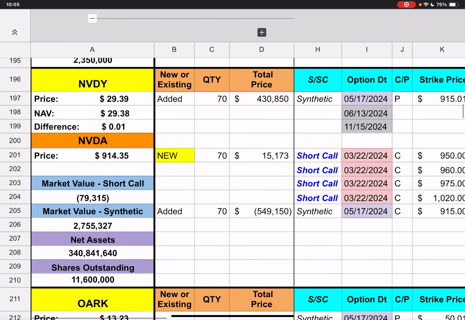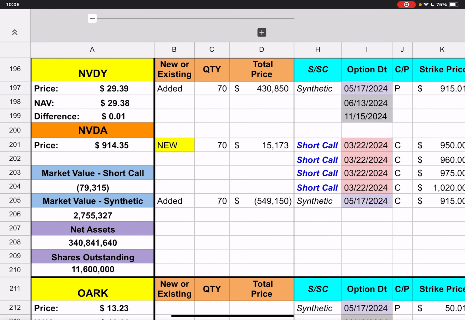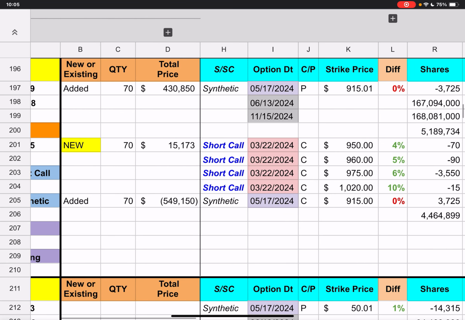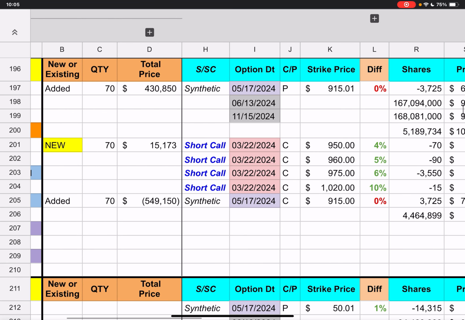And NVIDIA closed at $914.35. They added 70 contracts to the synthetic position, and they created a new short call that expires tomorrow with a strike price of $950.